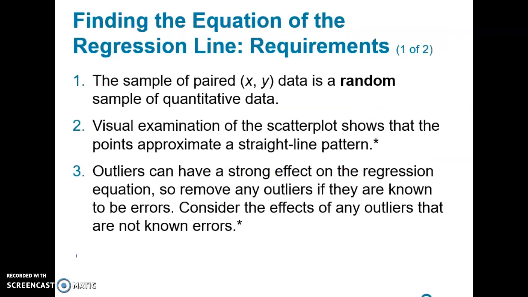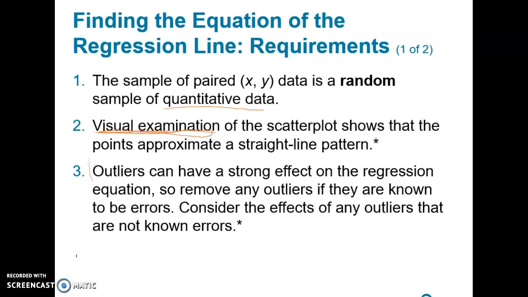We're going to learn how to find the equation of a regression line in this section, but first we need to know the requirements. First off, you need to have sample data, XY data, and it should be a random sample of quantitative, which means numeric data. So what you're going to do is plot that data and take a visual examination of the scatter plot. And you're going to see, did they look like they should go with a straight line pattern or not? So that's just through visual examination. Plot it and take a look.